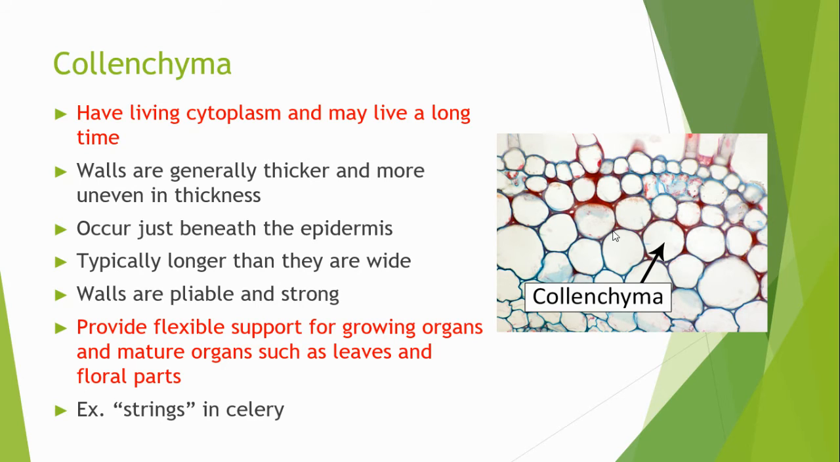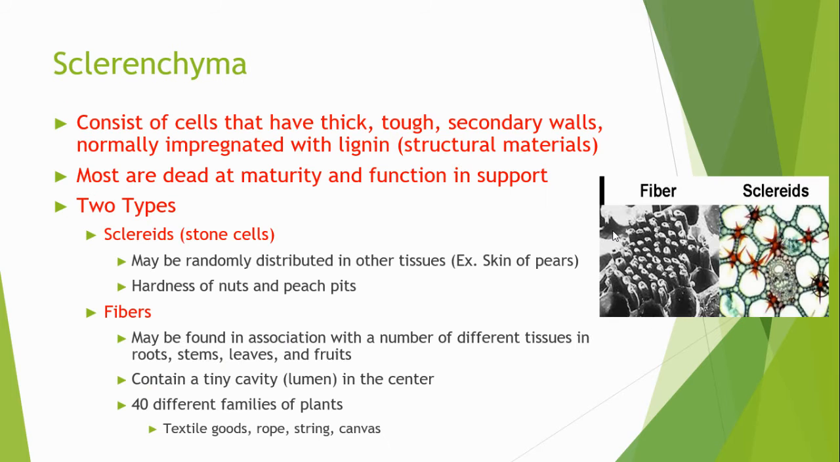And the next type of cell is the collenchyma cells, and these have living cytoplasm and may live for a long time. The walls are generally thicker and more uneven in thickness, so you might have one side really thick, the other side not so thick. It occurs just beneath the epidermis. Typically, they are longer than they are wide, and the walls are pliable but strong. They provide flexible support for growing organs and mature organs, such as leaves and floral parts. For example, the strings in celery are collenchyma cells, which sounds kind of gross, I realize that, but that's a really good example.